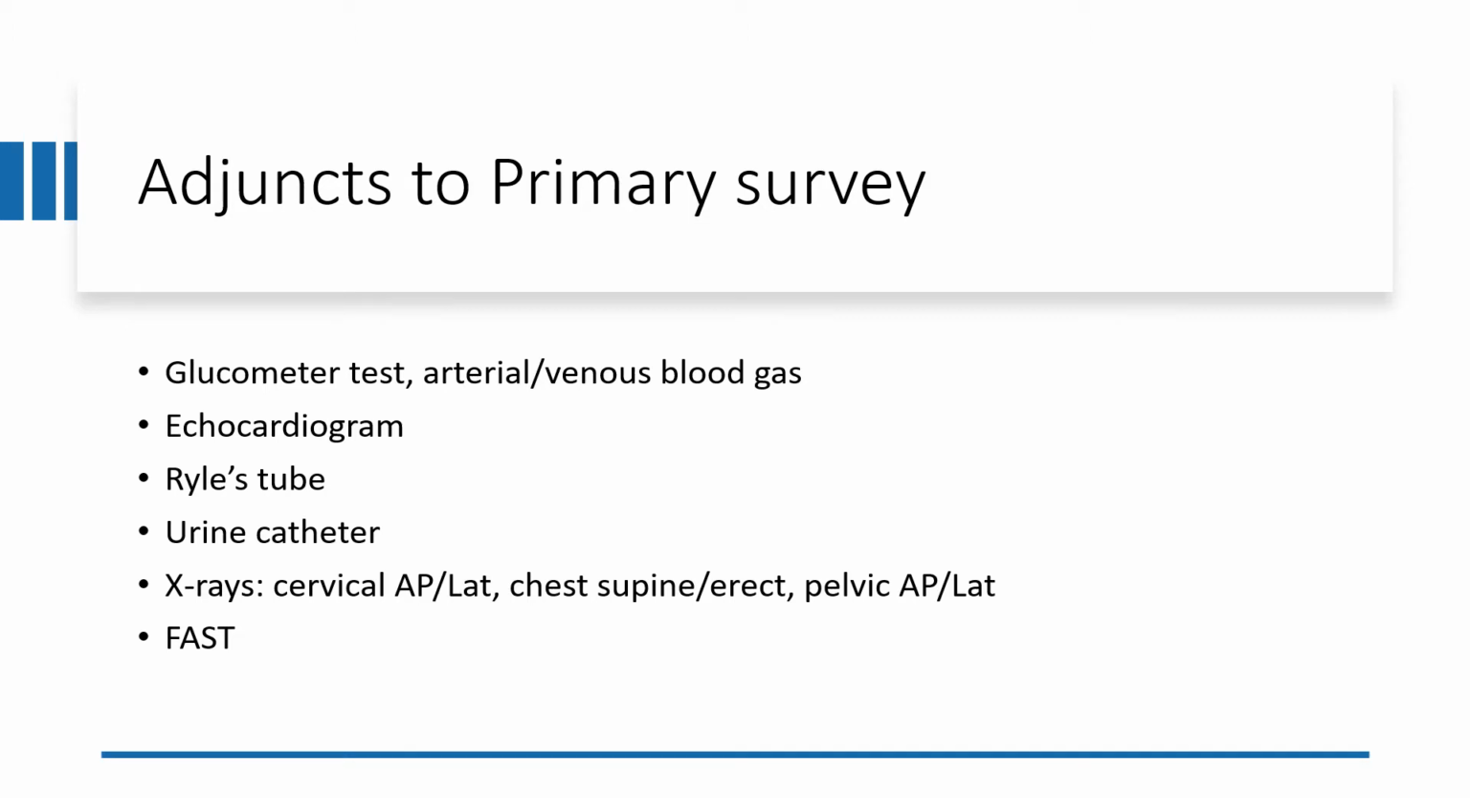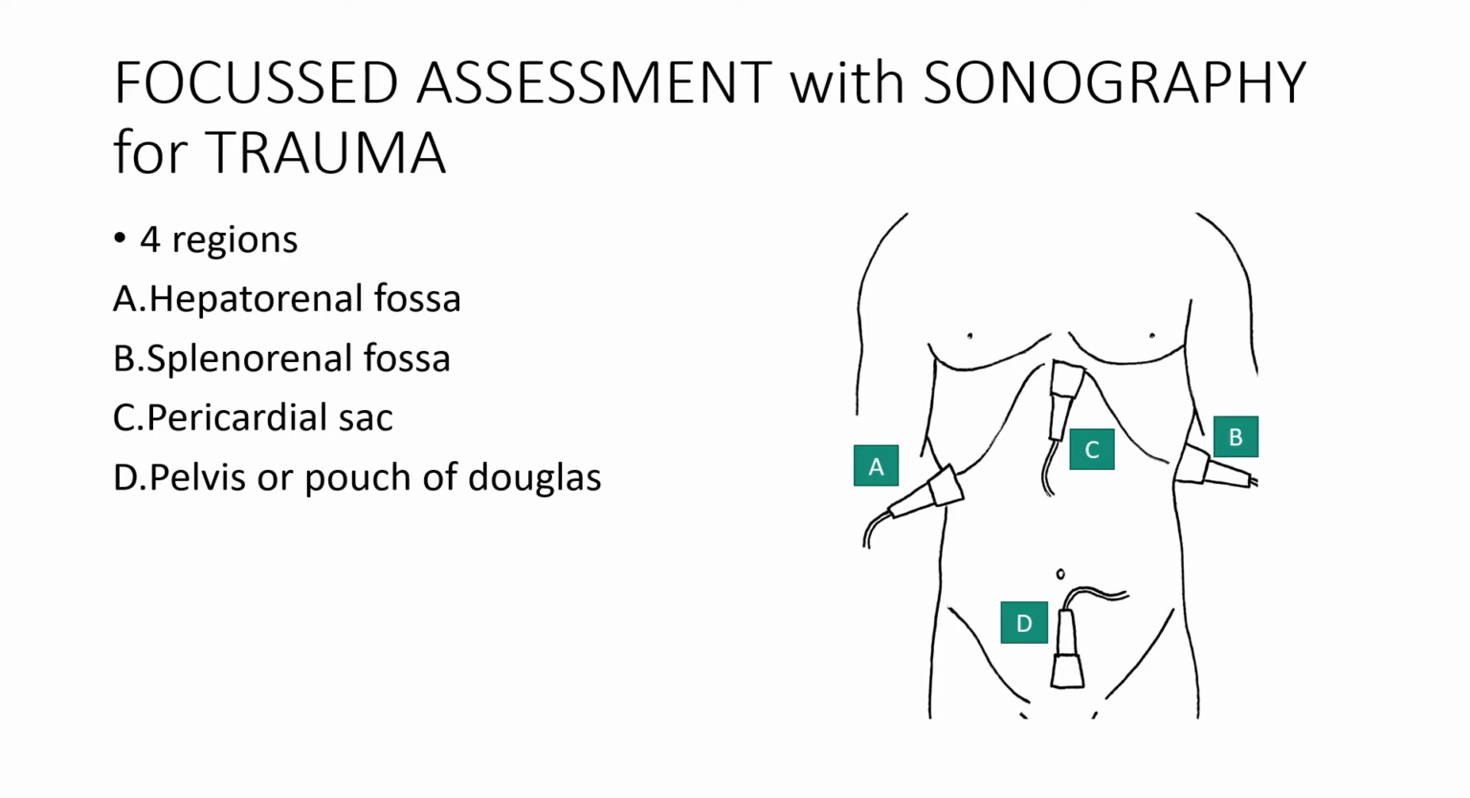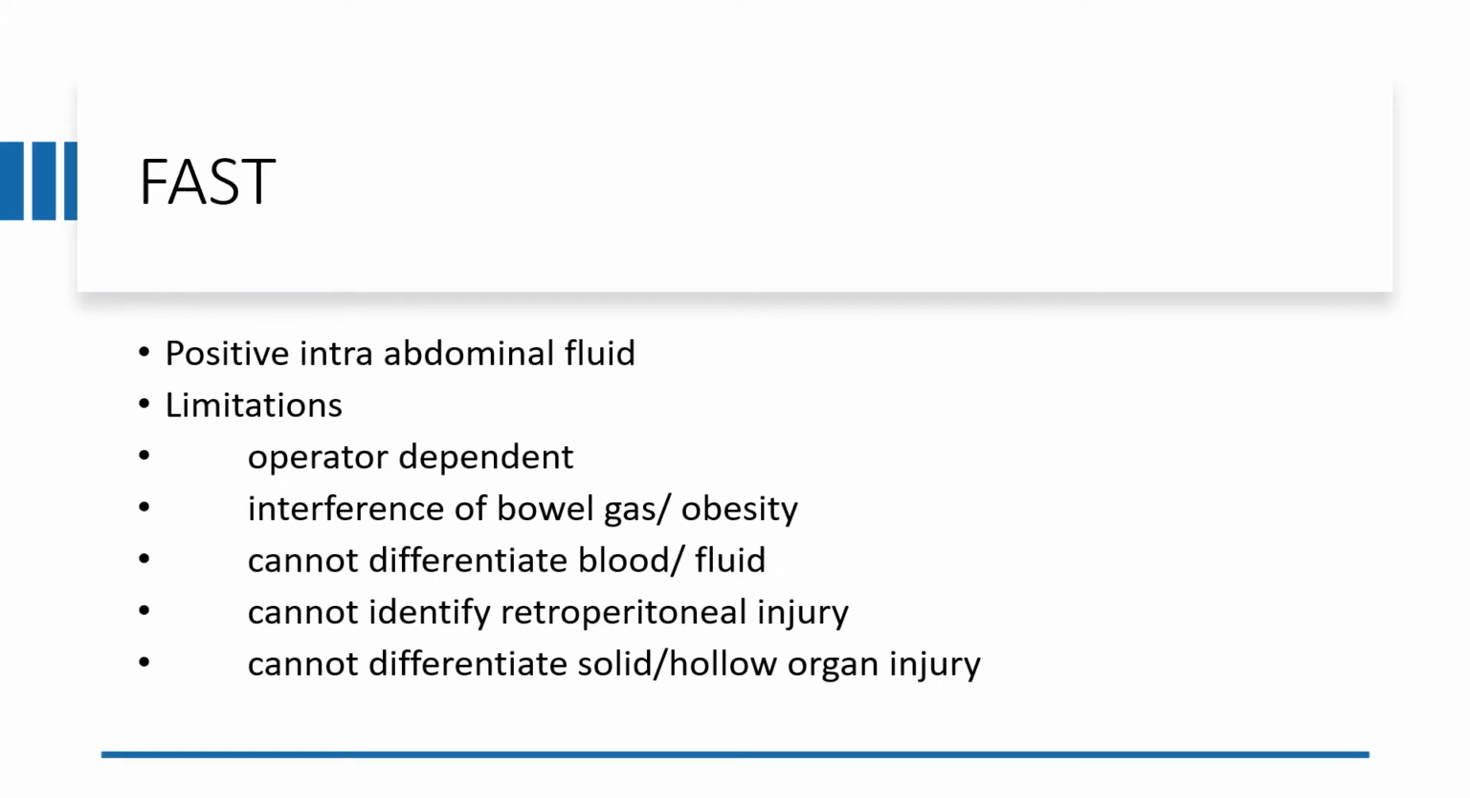And lastly, don't forget to do your FAST, focused assessment sonography for trauma. FAST is an ultrasound where you have to examine 4 regions. If you can see here, A is the hepatorenal region, B is the splenorenal region, C is the pericardial sac or pericardial view, and D is the pelvis or pouch of Douglas region. So you do FAST in trauma patients, especially in patients that you suspect to have intra-abdominal injury, bleeding in the intra-abdomen. If it is positive, it means there is fluid in the abdomen.